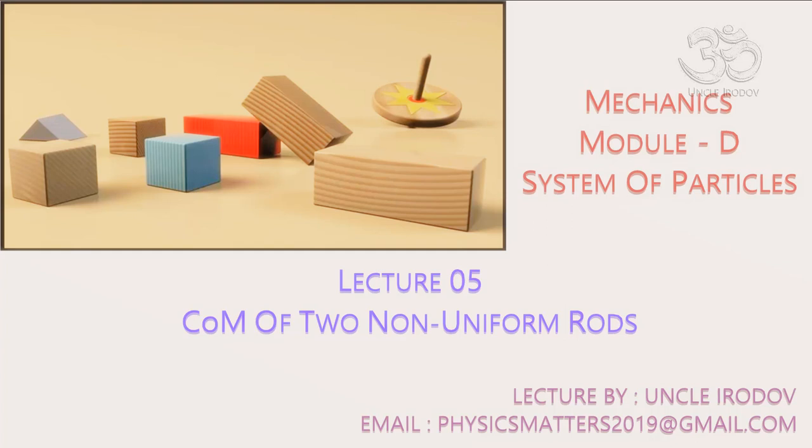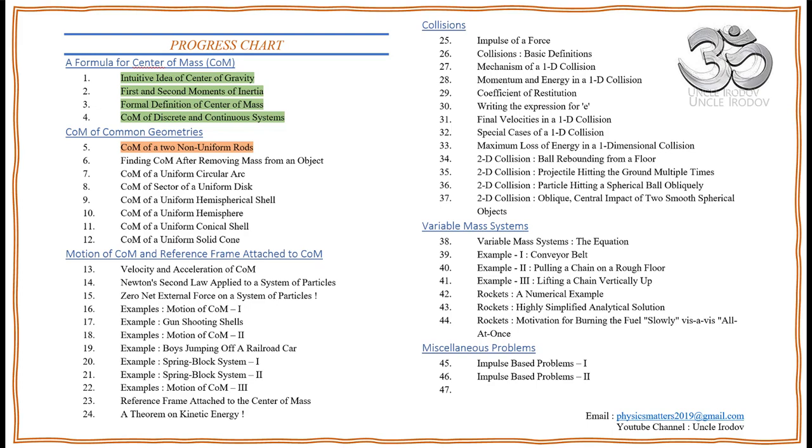Let's start with the example of a non-uniform rod. Now we all know that if you have a uniform rod, the center of mass is going to be at exactly the halfway point, so there is no fun doing it. Now how can we take a non-uniform rod here in physics?